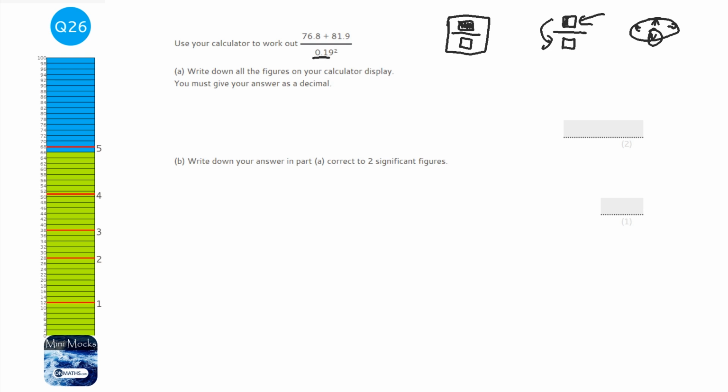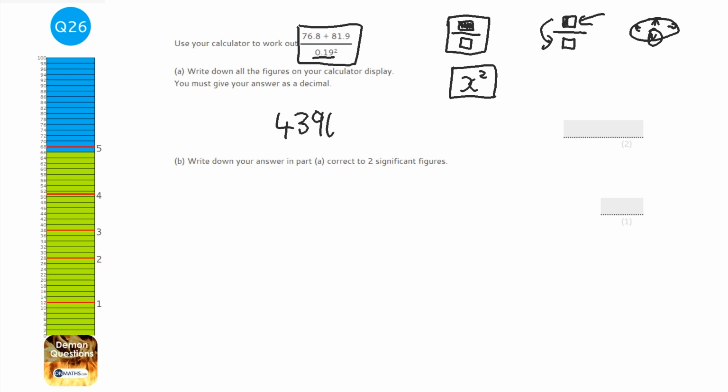And then we need to fill in this bit here, so 0.19, and then to get the squared button, it's on like that. So you just press that, and it looks exactly as it does in the question on the screen, so you know you've got it right. So you press the equals, and my one comes up with 4396.121884. Now, it might be tempting to try and round that, but it says it wants all the figures, so just put them all in.